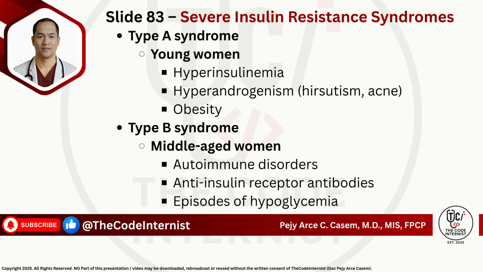There are also rare but severe forms of insulin resistance. In type A, young women show signs of high insulin, obesity, and hormonal symptoms. In type B, it's more common in older women and involves autoimmune attacks on insulin receptors, which can sometimes even cause episodes of low blood sugar due to overstimulation.